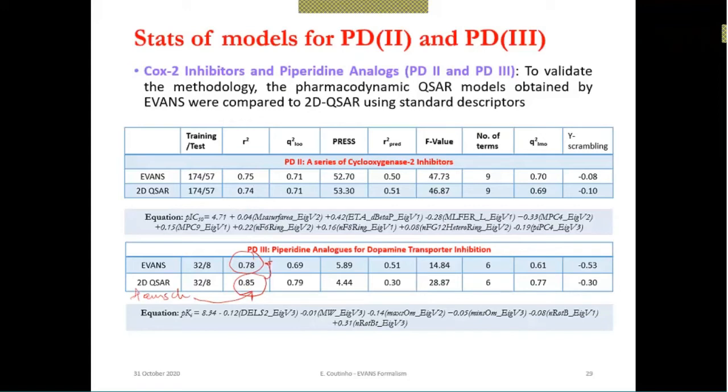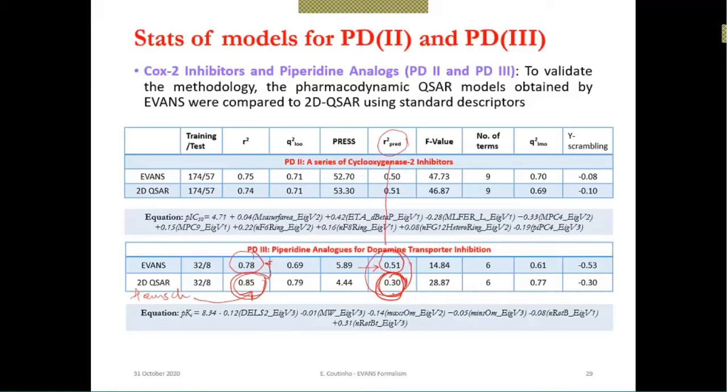However, we must look at these values also. R-square is not sufficient in order to gloat over a particular model. Now you see, the EVANS methodology has a much better prediction than the Hans methodology. So though the R-square for the Hans model is slightly better than the R-square for the EVANS methodology, it somehow seems to suffer in terms of the prediction. The predictions for the EVANS methodology turn out to be much better than the predictions for the Hans methodology out here.